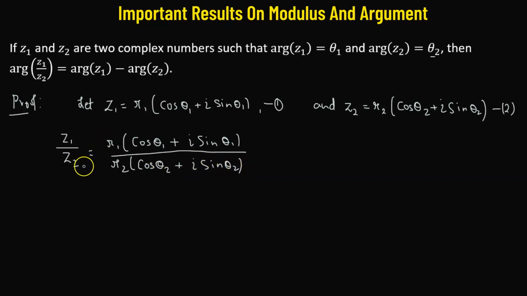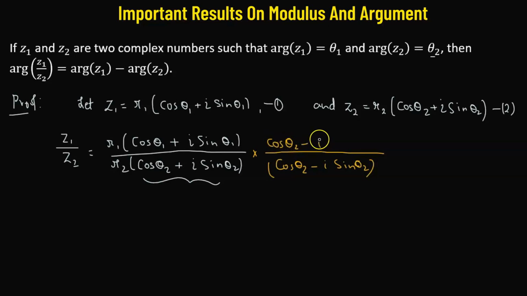Now our goal will be to represent z1 over z2 in its standard form, that means in the a plus ib format. For that, we'll multiply both numerator and denominator with the complex conjugate of cosine theta 2 plus i sine theta 2. So the complex conjugate is simply given by cosine of theta 2 minus i times sine theta 2. We'll multiply that to the numerator as well. Right. Now what we'll do? We'll multiply the numerator and the denominator.